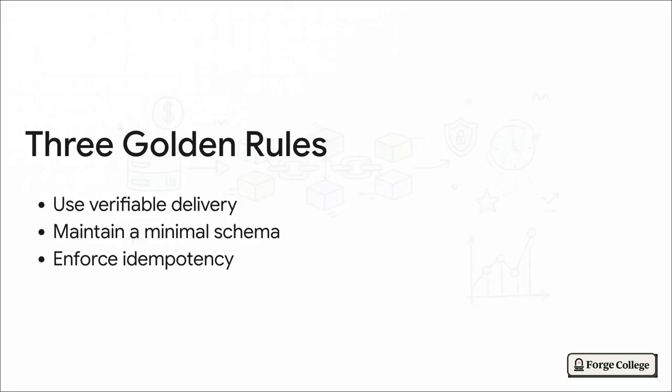And this really ties everything we've learned together into 3 golden rules. Principle 1, always use verifiable delivery to block imposters. Principle 2, maintain a minimal, stable schema so your data is clean and highly predictable. And principle 3, strictly enforce idempotent processing so you never, ever process the same on-chain event twice.